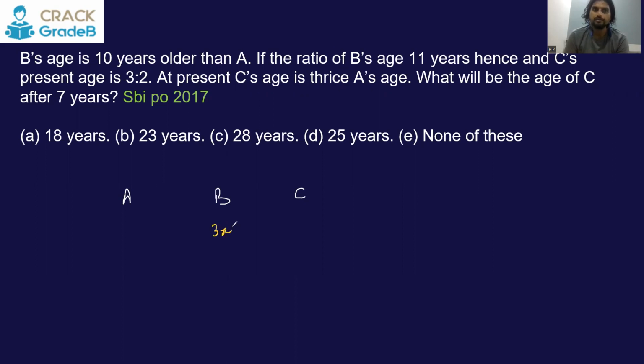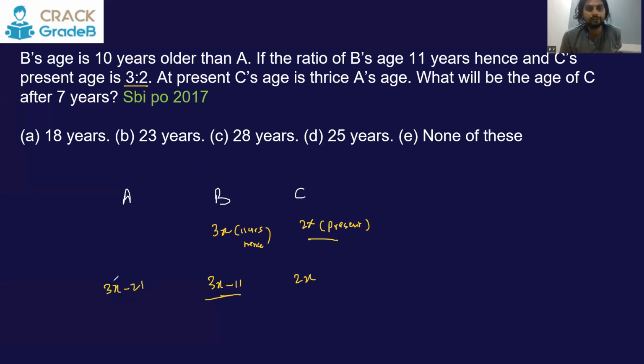So if B will be 3x 11 years hence and presently C then will be 2x. This is the present age of C because this ratio is set 3:2. So that means presently B is going to be 3x minus 11. Presently C will be 2x because it is its present age. Also, we know B's age is 10 years older than A. So A will be 10 less than this. So A will be 3x minus 21.